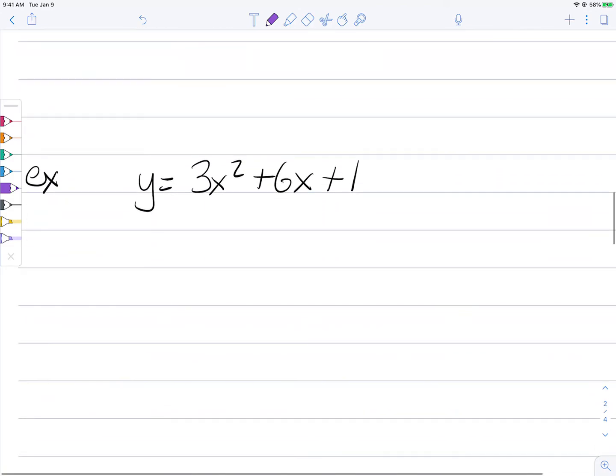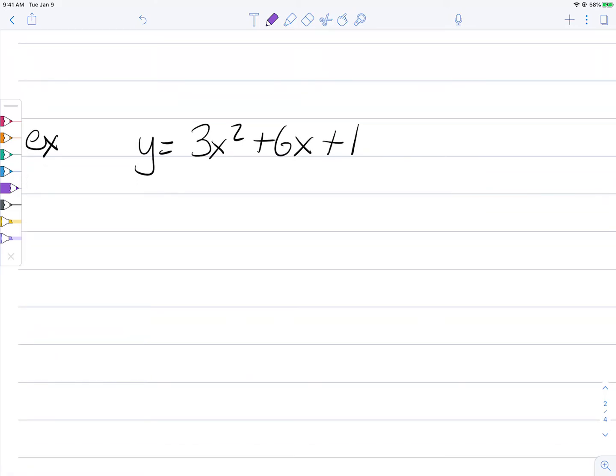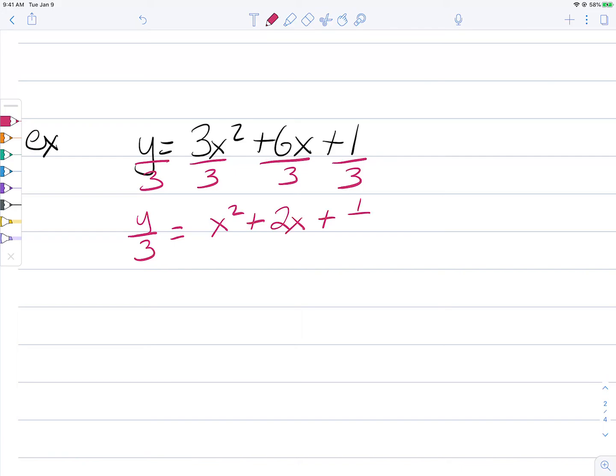Let's try another one. y equals 3x squared plus 6x plus 1. Is a 1? No, it's not. We cannot proceed until we divide every single term by whatever a is. So we have y over 3 equals x squared plus 6 divided by 3 is 2x plus 1/3. That 3 needed to move away from where we are right now, and it's just going to be in a placeholder with the y, and we'll bring it back at the end.